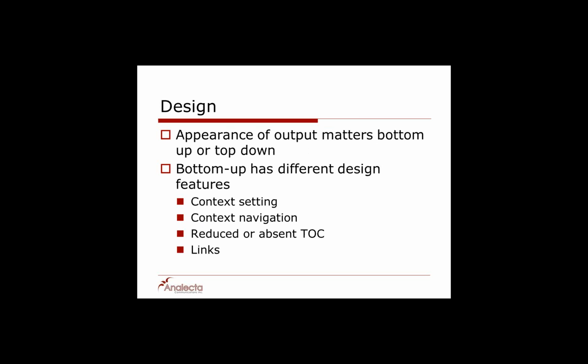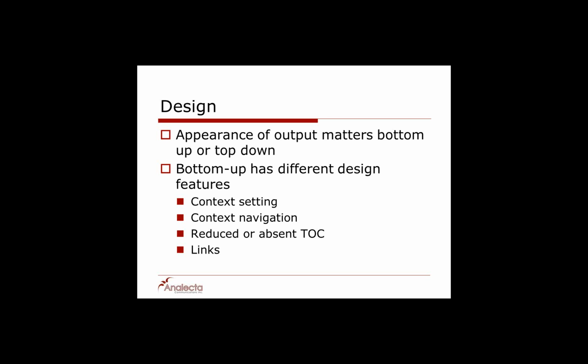We have to look at design, which isn't any different from when we're doing a top-down architecture. Design matters, the appearance of the output matters, whether it's bottom-up or top-down. But bottom-up does have some different design features that we care about. We care about context setting. Context setting is very important for an every page is page one topic because people could drop in from anywhere. So you don't know where they're coming from. You need to make sure that you tell them where they've arrived. So what design features are there that support context setting?